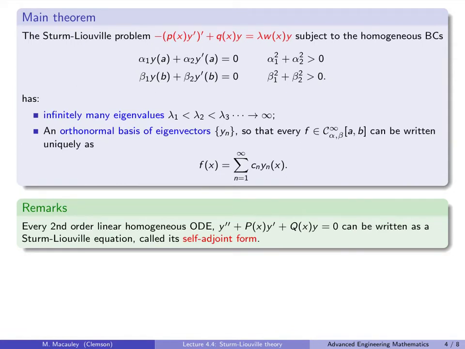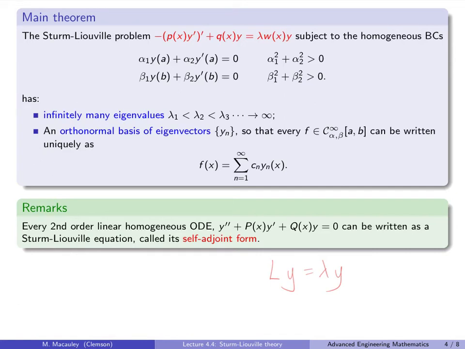Here's an amazing remark. Every second-order linear homogeneous ODE, something like this, y double prime plus p of x y prime plus q of x y equals 0, can be written as a Sturm-Liouville equation called its self-adjoint form. I'm not going to say too much about this, but basically this is saying that we can take a second-order ODE and we can write it so solutions to it are eigenfunctions to an equation of the form Ly equals lambda y, where L is a Sturm-Liouville operator. I guess it's not quite this thing, but it's close. And lambda are the eigenvalues.